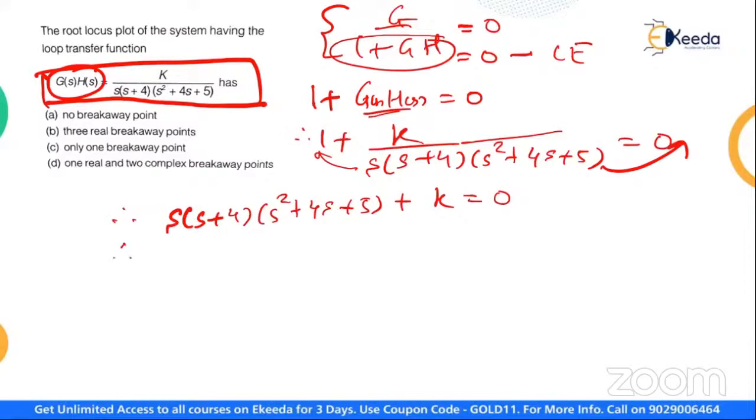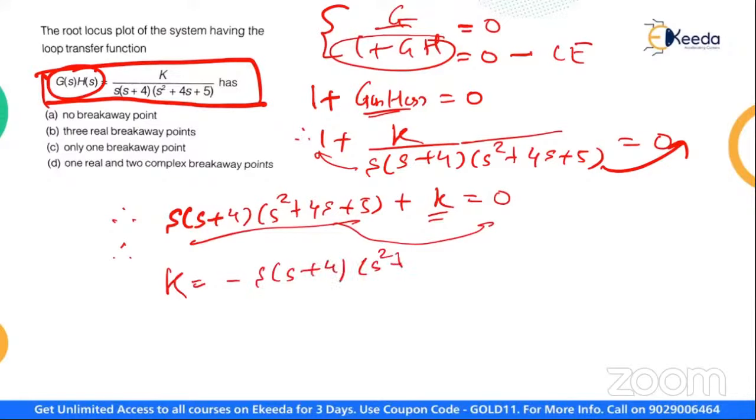Therefore, what is the value of K? Please keep this K here and take everything on the other side. You get K equal to minus S into S plus 4 into S squared plus 4S plus 5. This is nothing but the K.